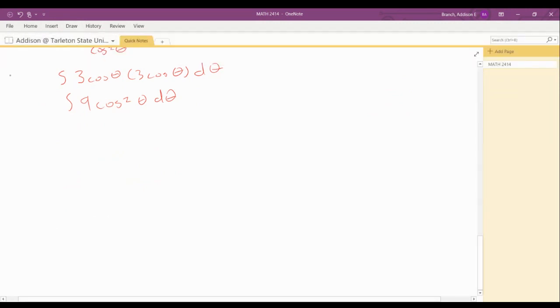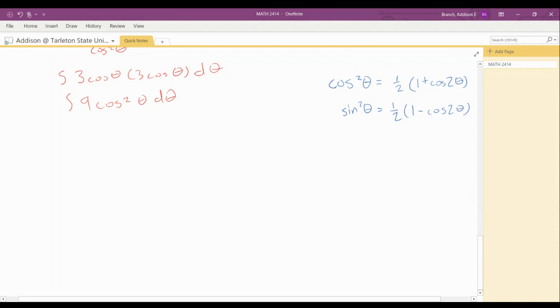So last week we learned that cosine squared of theta is equal to 1/2 times 1 plus cosine of 2 theta. So anytime you have a cosine squared of theta that you can't get rid of with u sub, you can go ahead and use your power reduction formula. It won't come up as often, but there is also a power reduction for sine, just in case y'all ever come across that, which is the same thing, just you change the sign in the middle.